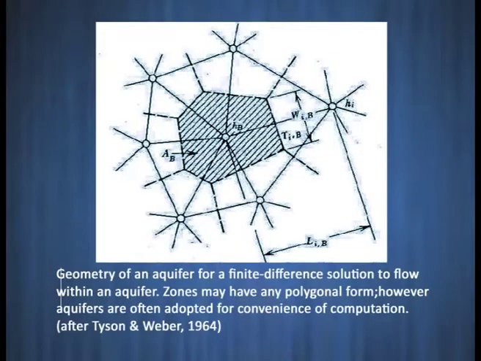In this technique, the whole aquifer is divided into grids, and for each grid the flow is calculated, and the sum will give you the total flow. So, the aquifer is divided into polygon grids in this method. The whole aquifer is divided into polygon grids. So, this is the finite difference method, the first method which is used in groundwater modeling.